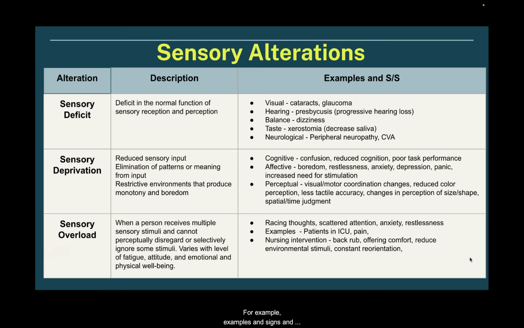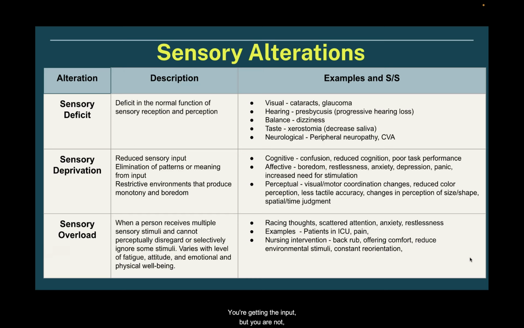Right? Examples and signs and symptoms are like visual, like you have cataracts, glaucoma. For hearing, you have progressive hearing loss. With balance, you have dizziness. Sometimes with taste, you have xerostomia, where your mouth is dry, there's no saliva. Right? Neurologically, you have peripheral neuropathy, or people have a stroke. That's sensory deficits.